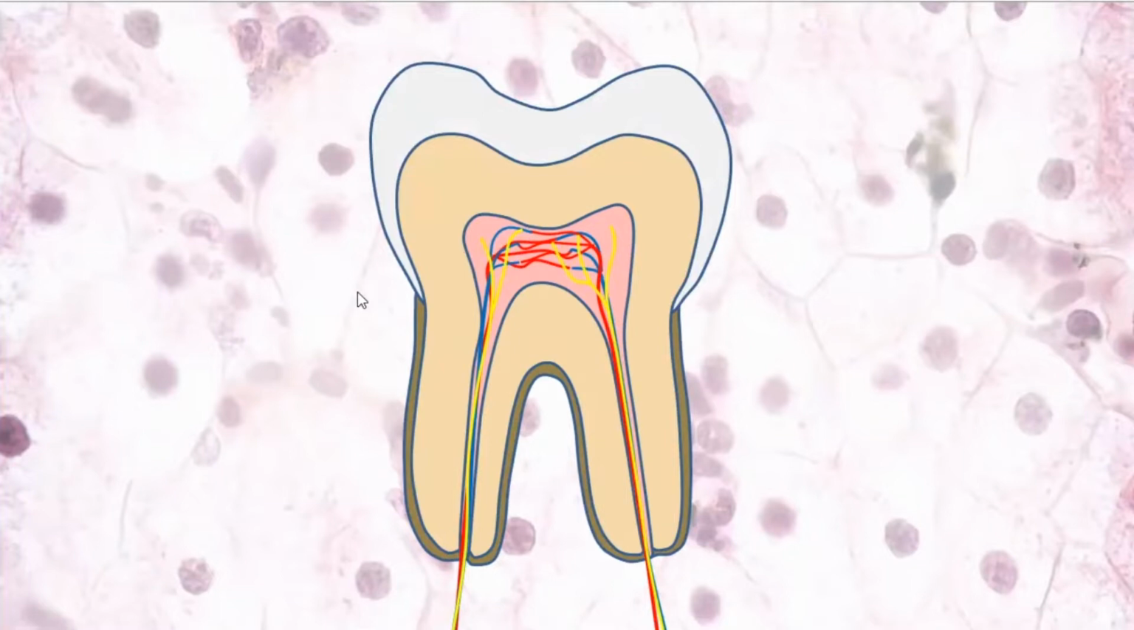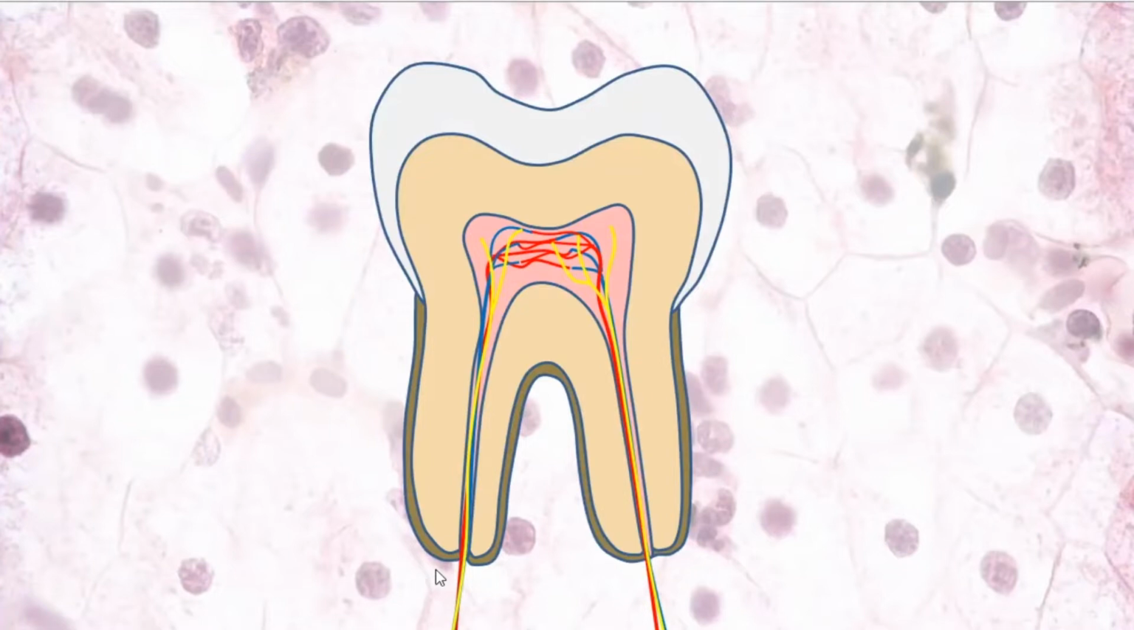So we have four tissues of the tooth. We have enamel, dentine, and cementum, and also we have pulp. These are the tissues of teeth, and the tooth also has anatomical parts: the crown, neck, and root. There are three basic anatomical parts of teeth.